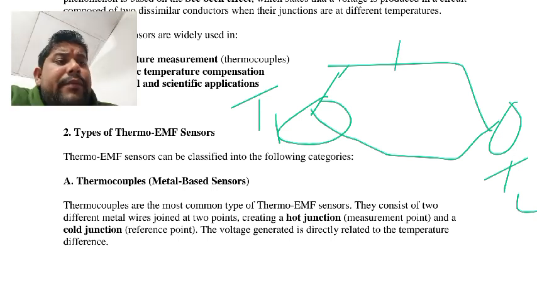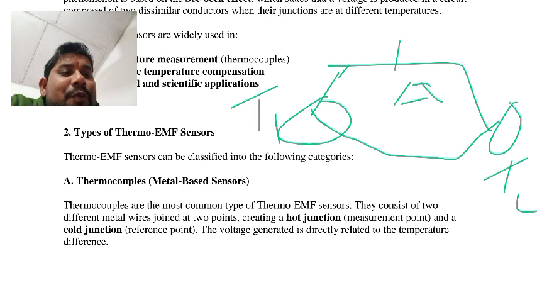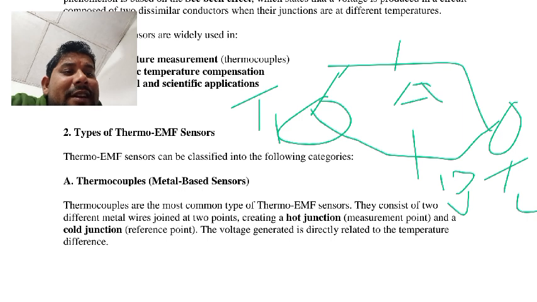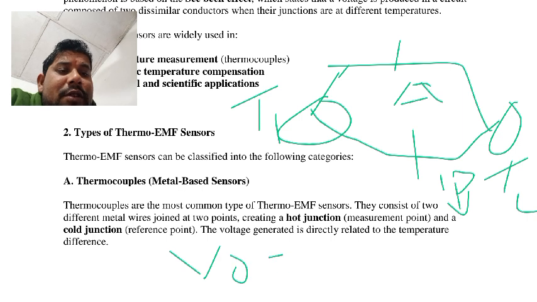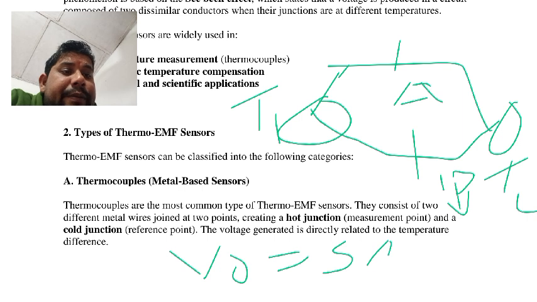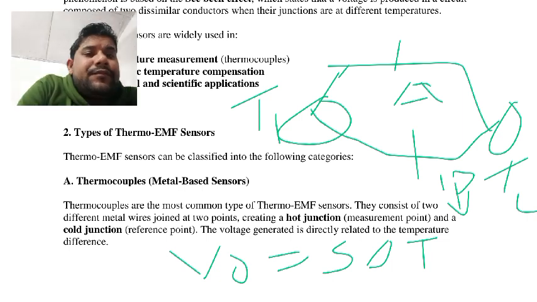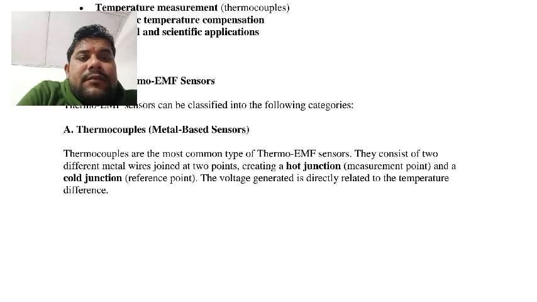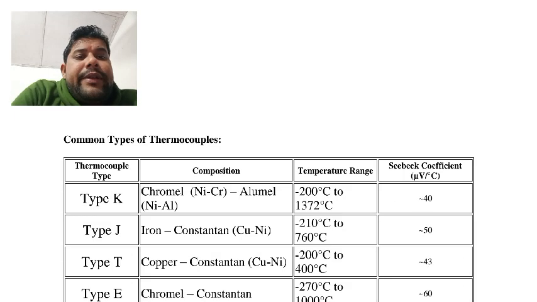So that's metal A and metal B. The output voltage is directly proportional to S times delta T. So we can see different types of thermocouples.